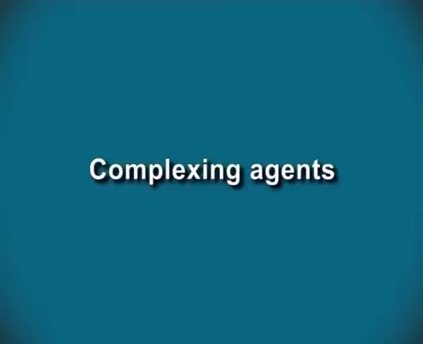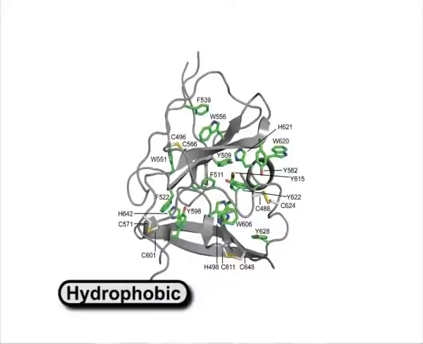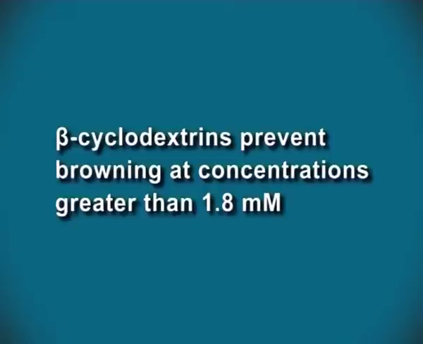Complexing agents. Beta cyclodextrins bind substrate in their hydrophobic core. The most important functional property of cyclodextrins is their ability to form inclusion complexes with a wide range of organic guest molecules including PPO substrates. Beta cyclodextrins prevent browning at concentrations greater than 1.8 millimoles. Use of chemical compounds individually or in combinations to prevent browning reaction is shown in table 1 and 2.